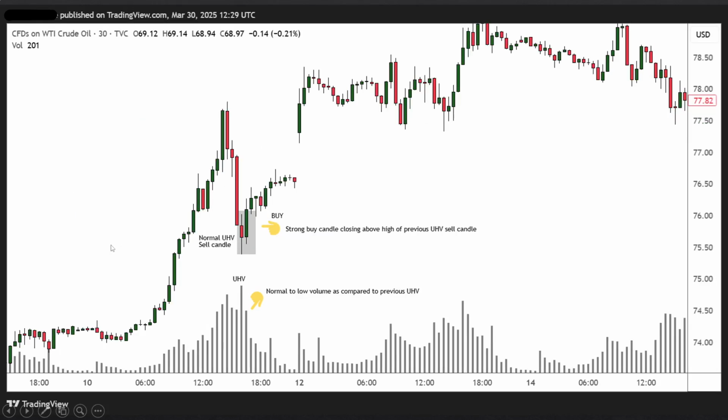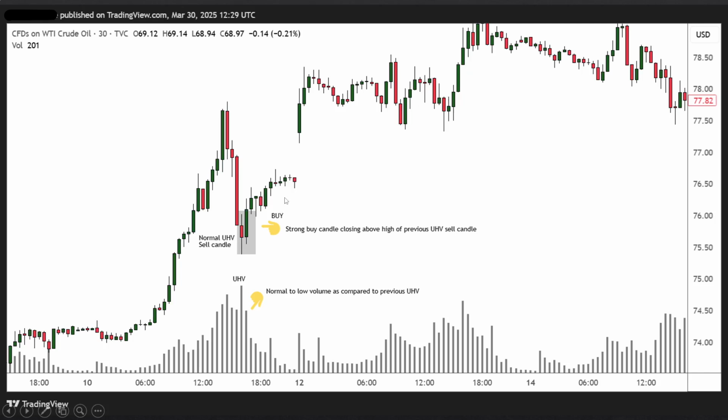Now again the market, this is a 30-minute chart of crude oil, and the market was going up. Suddenly the market dropped. Then you see a small sell candle with an ultra high volume, a volume which is greater than the previous 10 to 15 volumes, and this is the M30 chart. And then the market quickly jumped above and closed above the high of the previous sell candle, which was of ultra high volume. The candle which jumped above the close of the previous high volume candle has a normal volume or a low volume. So you should buy there. You should place stop loss below, and you should expect 1:3, 1:5.